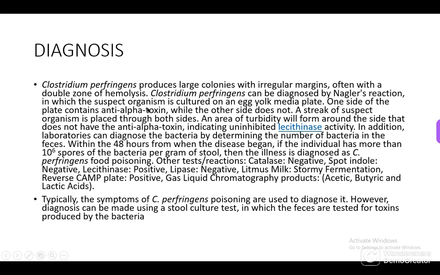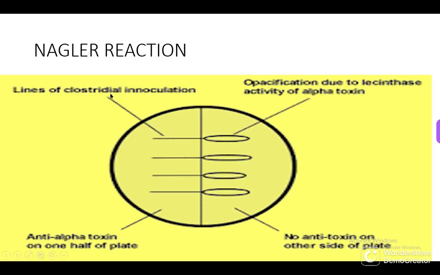Diagnosis is by colonies, of course. You have to culture it. Double zone of hemolysis, irregular margins colonies are there, but there is a Nagler reaction in which the suspected organism is cultured on the egg yolk media plate, Nagler's, that is. If the Nagler reaction is positive, what is the Nagler reaction? The Clostridium is inoculated here, and here. Okay, now there are segmentation occur and crossing here.